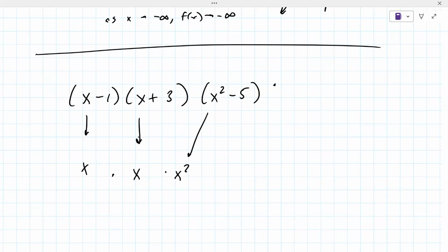Now let's just say I had one more thing. I had x plus 1 cubed. This produces an x cubed, and that would come down here. So you grab the leading powers. Got it.